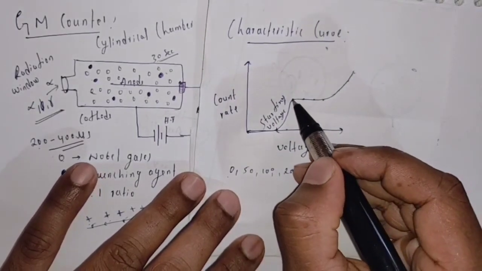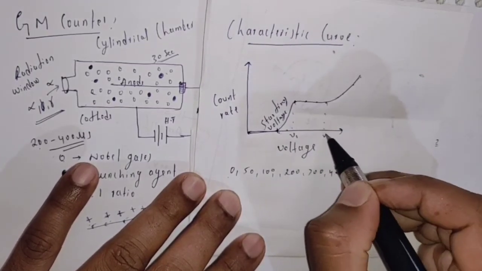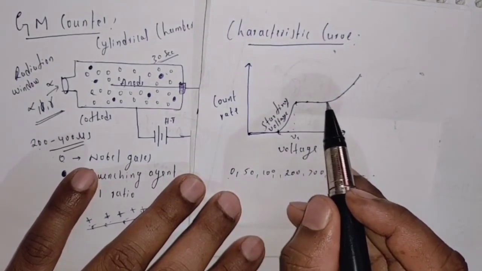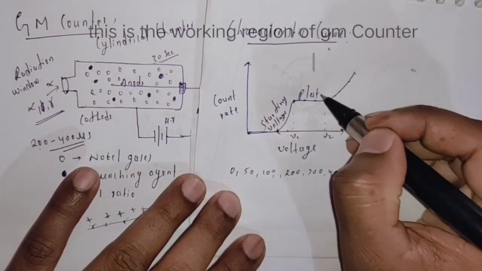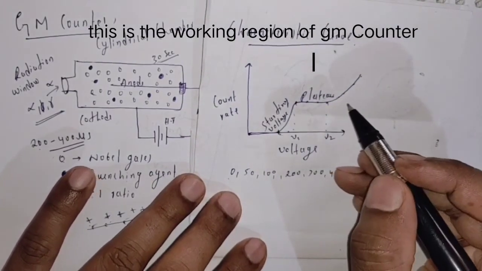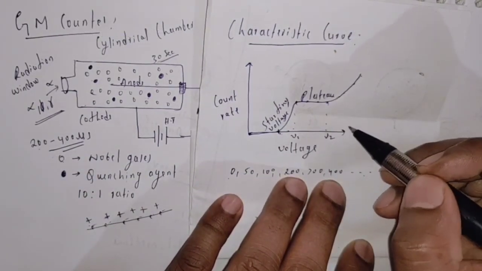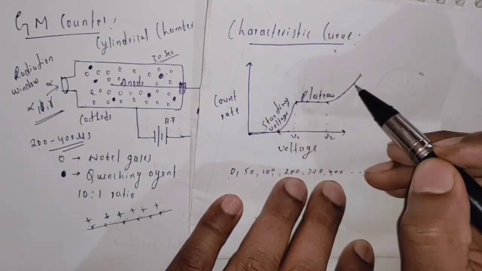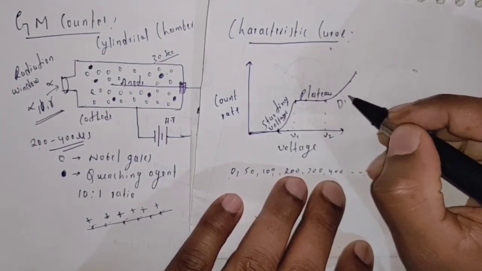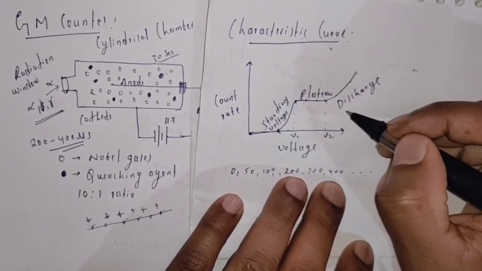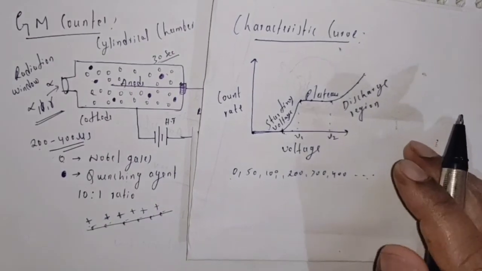Between some voltage V1 to V2, the number of counts remains the same, and we call this region the plateau region. After crossing this plateau region, when we increase the voltage, we observe a sudden increase in the detection of particles, and we call this region the discharge region. This is the characteristic curve of the GM counter.